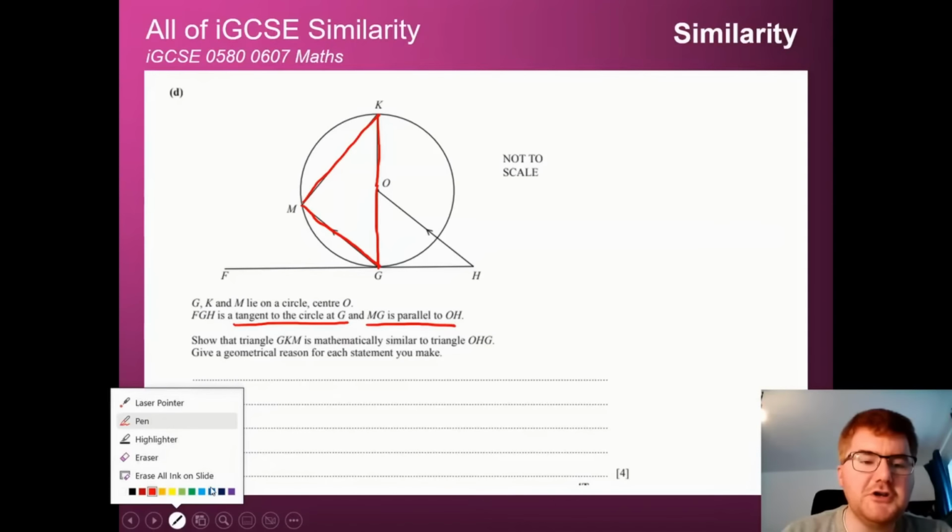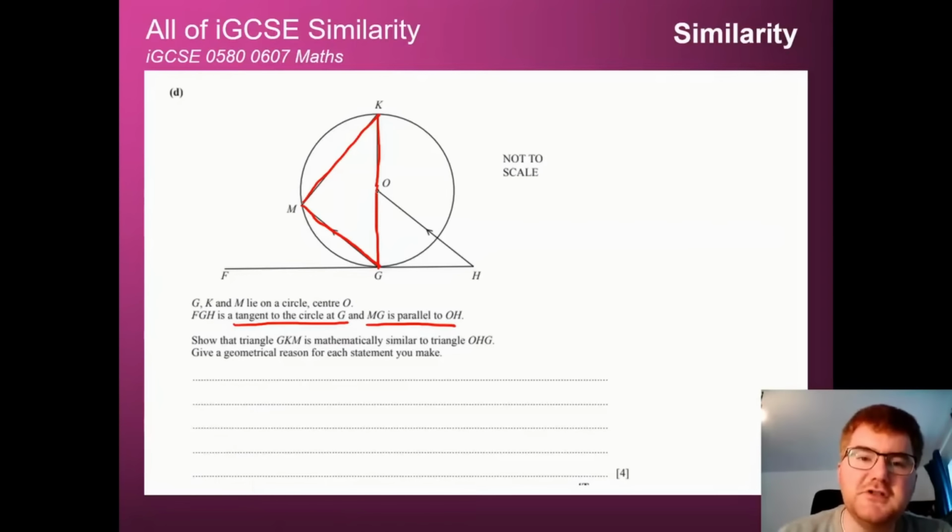So when you do a question like this, it's quite useful just to label the 2 triangles that we're focusing on. That makes it easier then to work out what is shared between the 2 triangles. Give a geometrical reason for each statement you make. So this is where this kind of question's a bit more like science, because you see there are 4 marks available for this. So we're going to need to put down 4 bits of information as we go along.